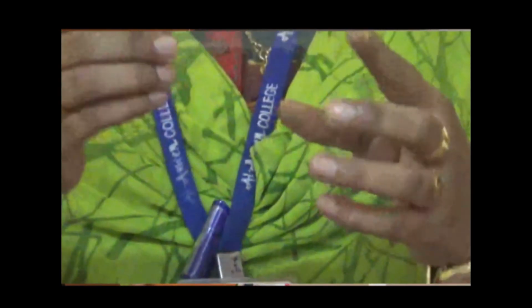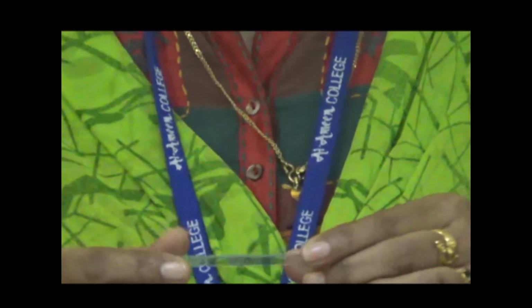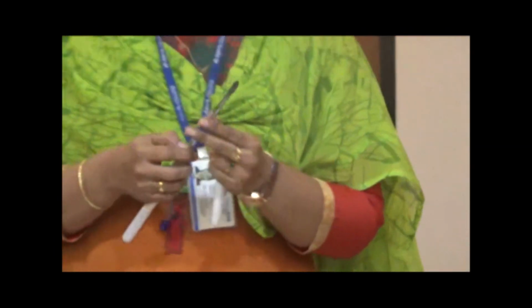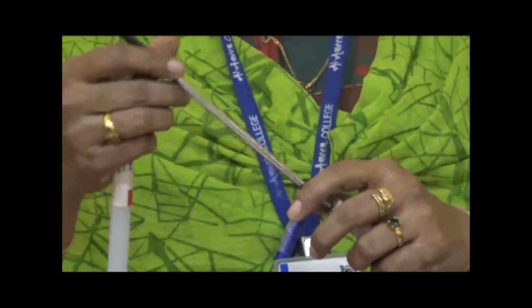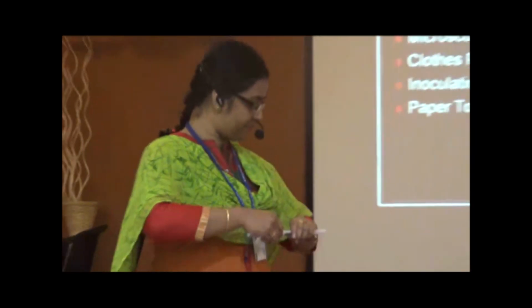Here, for the gram staining procedure, we use different things to carry out the procedure. The first is the glass slide. This is used to prepare a smear of the culture to be observed. The second thing is the loop. It's a nichrome loop. Using this loop, we take the culture from the sample and make a smear on the glass slide.